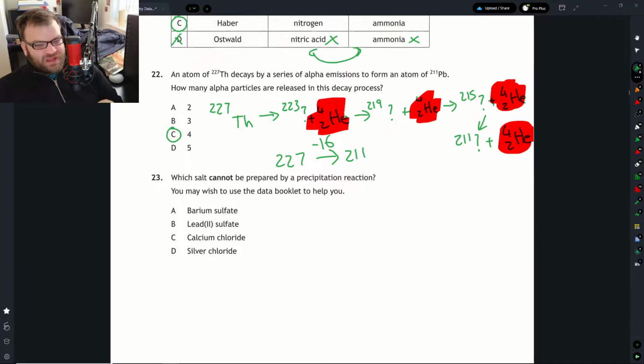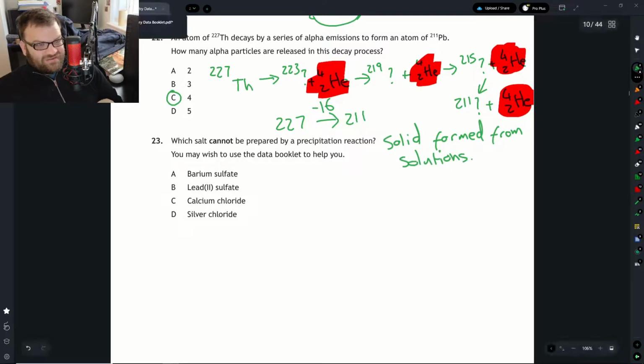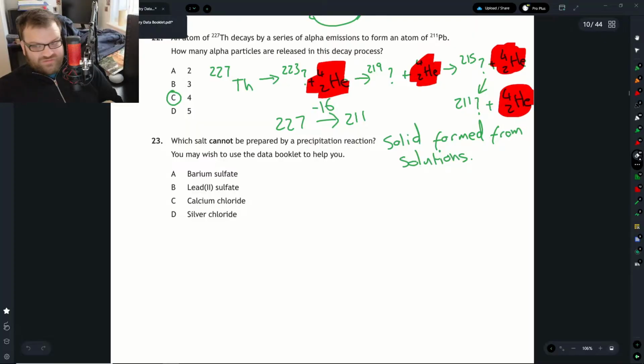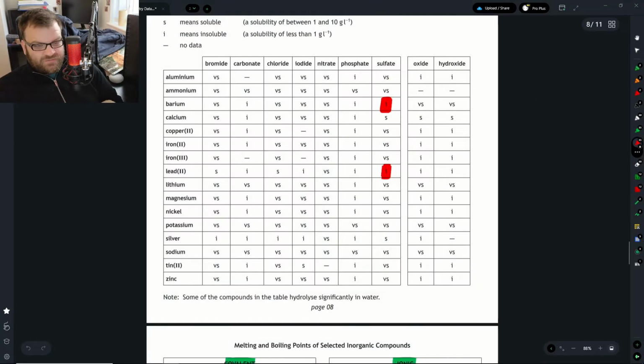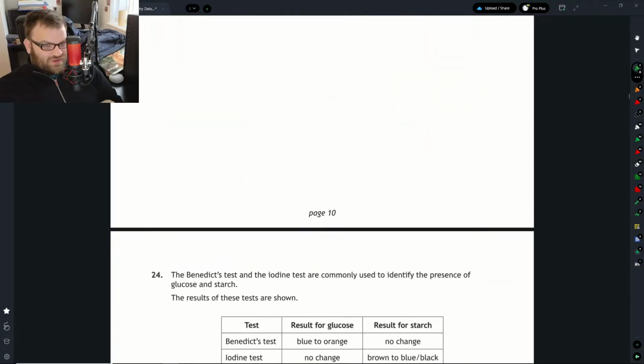Next up, which salt cannot be produced by a precipitation reaction? So in a precipitation reaction, solid is formed from solutions. I reckon if we look that up, same way as before, on page number 8, only one of these should be soluble. That will be our answer for this one. So barium sulfate, lead sulfate, calcium chloride, and sodium chloride. Only the calcium chloride is soluble, gives us an answer of C. So we need to know that if you make a precipitate, it's a solid. So we'll use that page and it'll tell you there.